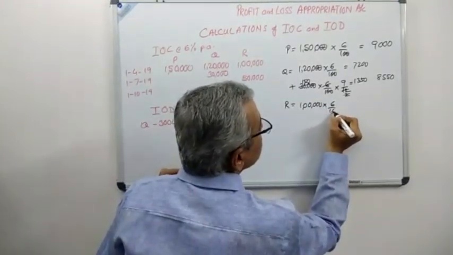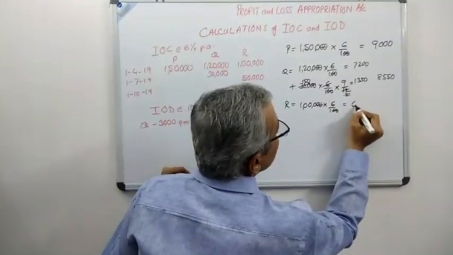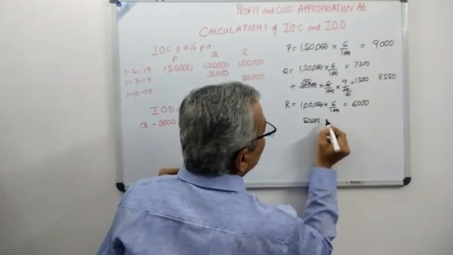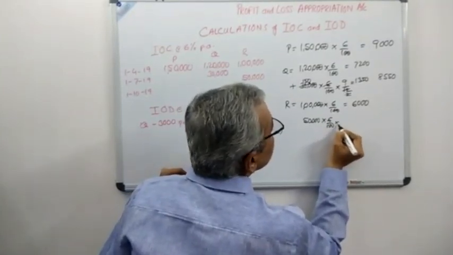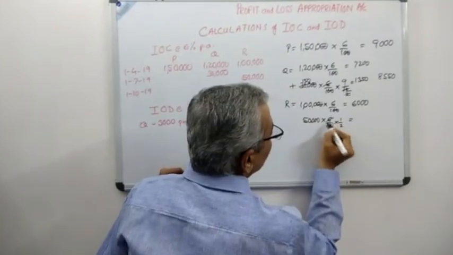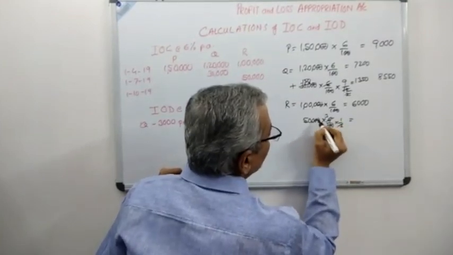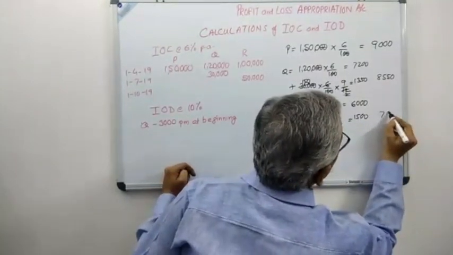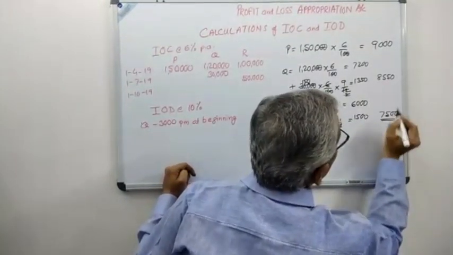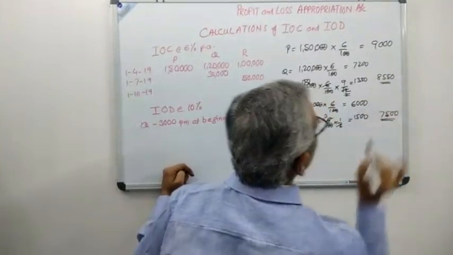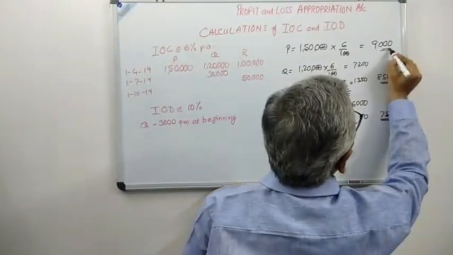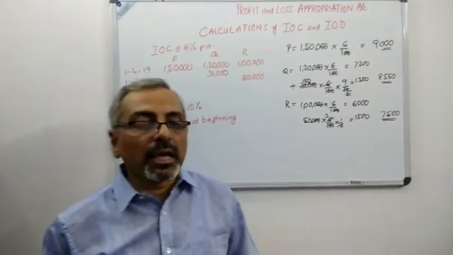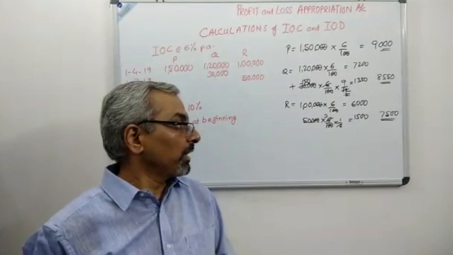For the full year, that gives us 6,000, and then we have 50,000 for half year. So if you calculate that, we get 1,500. So the total comes to 7,500. So these are the important figures which have to be taken into consideration, that is 9,000, 8,500 and 7,500, because that is the interest on capital of the three partners, that is P, Q and R.